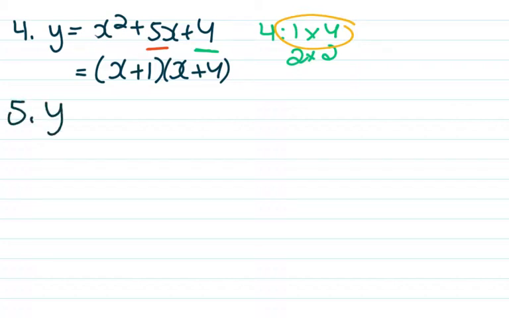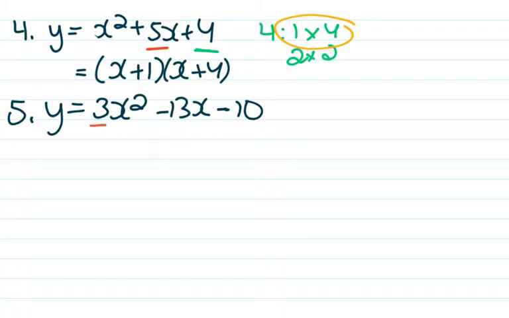Number 5, y equals 3x squared minus 13x minus 10. All right, so in this situation, the number in front of x squared is not 1, it's 3. So this is the fourth example. Is this a trinomial of the form ax squared plus bx plus c, where the a value is not 1? Yes, it is. So in this situation, we need to take the a and c and multiply them together. So 3 times negative 10 equals negative 30.